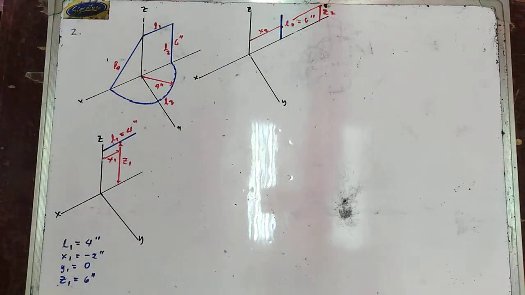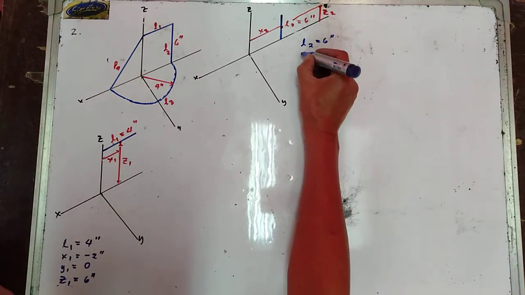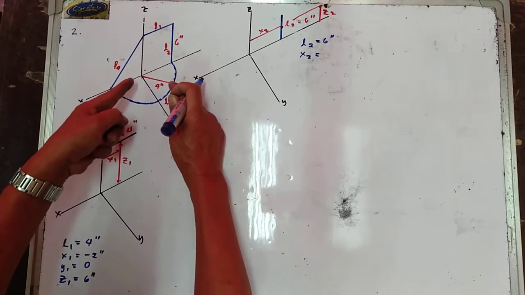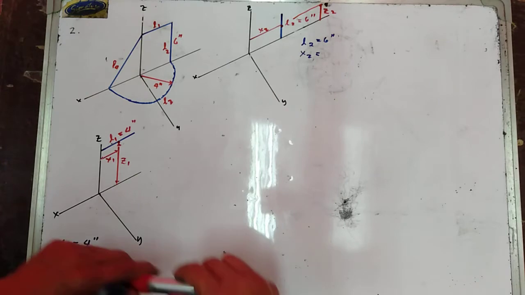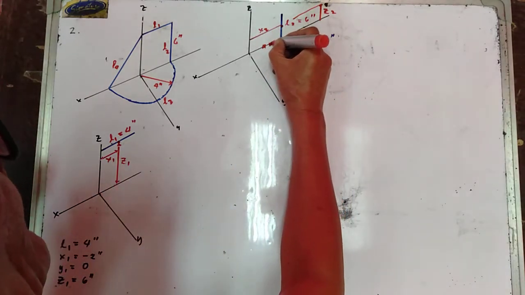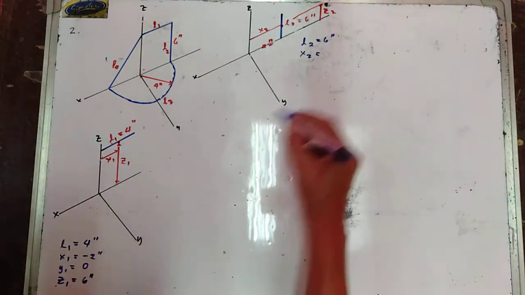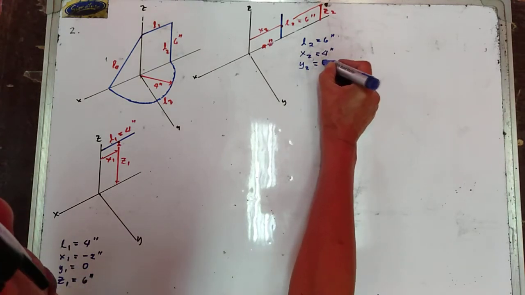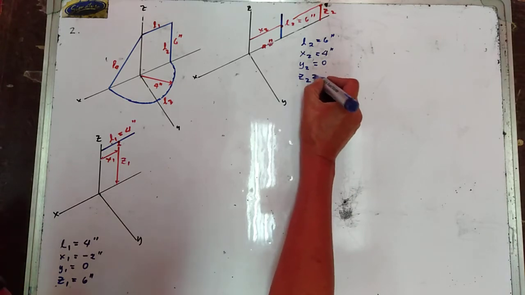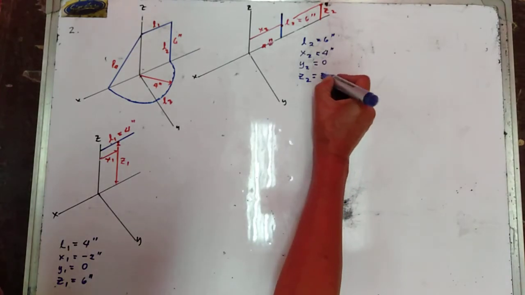So let's try to determine now your L2, which is equal to 6 inches. Your x sub 2 is equal to the radius of the semicircular arc, which is 4 inches. So your x2 in there is equal to 4 inches. Your y sub 2 is equal to 0. And your z sub 2 is equal to half of 6, and that one is equal to 3 inches.